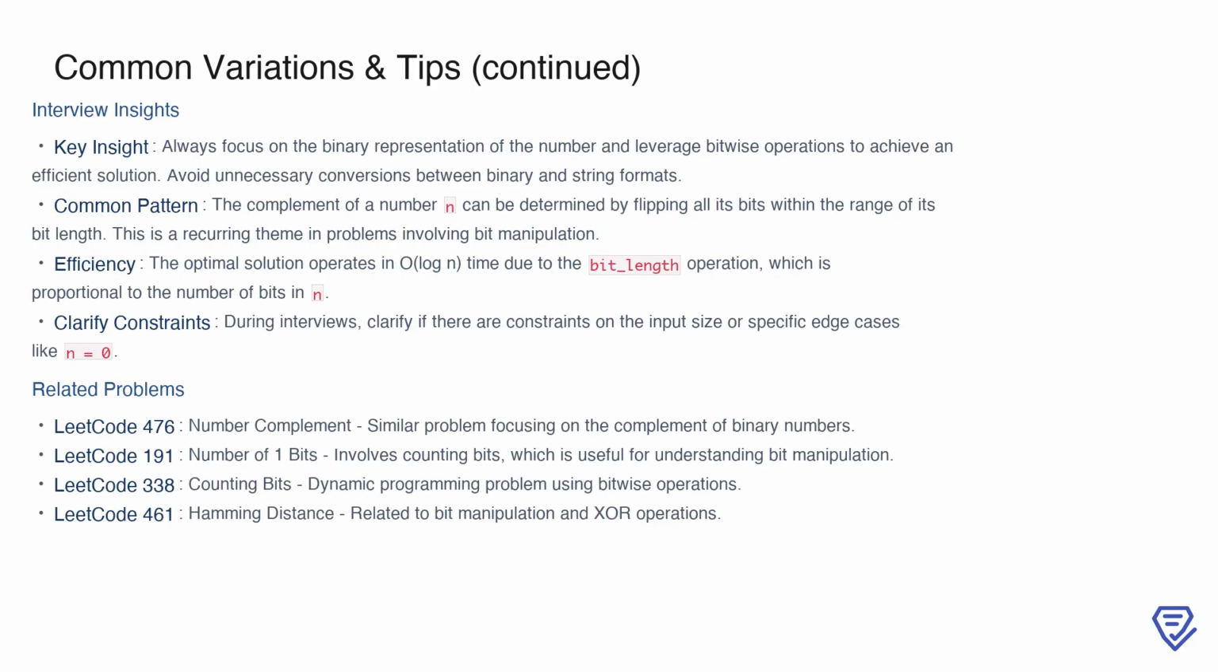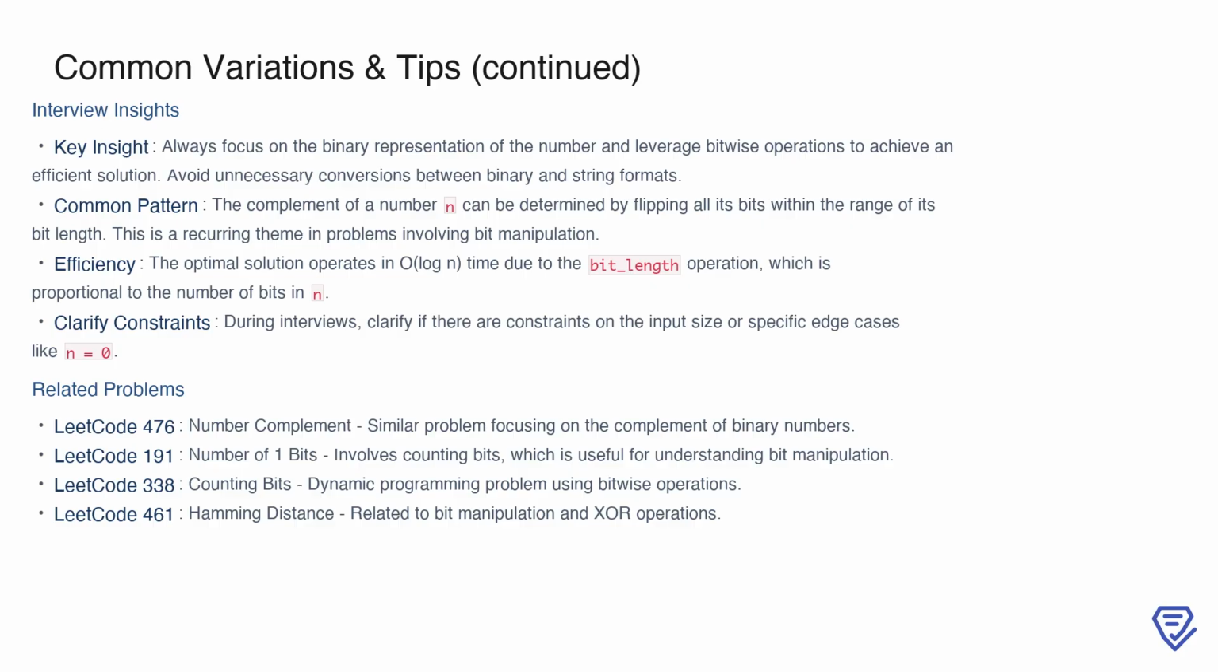To excel in interviews, it's important to focus on the binary representation of the number and rely on bitwise operations for a clean and efficient solution. Avoid unnecessary conversions between binary strings and integers, as they add complexity without any real benefit. A common pattern to recognize is that the complement of n is achieved by flipping all its bits within the range of its bit length. This concept often appears in other bit manipulation problems as well.